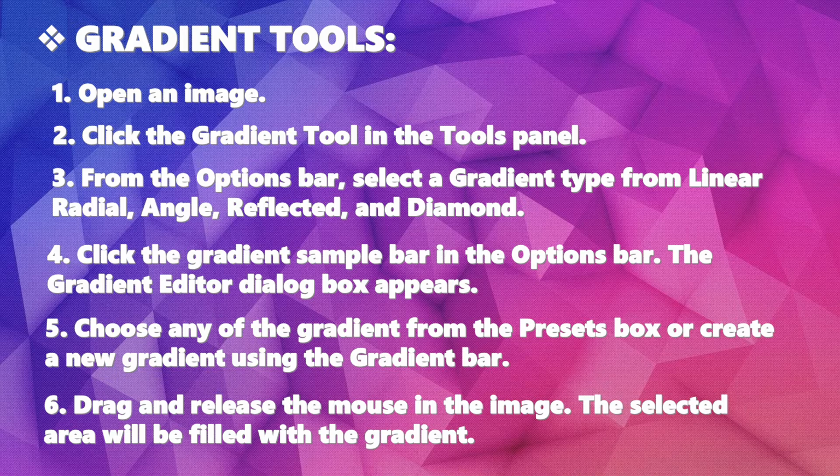select a gradient type: linear, radial, angle, reflective and diamond. Click the gradient sample bar in the options bar. The gradient editor dialog box appears. Choose any of the gradients from the presets box or create a new gradient. Then drag and release the mouse in the image. The selected area will be filled with the gradient.